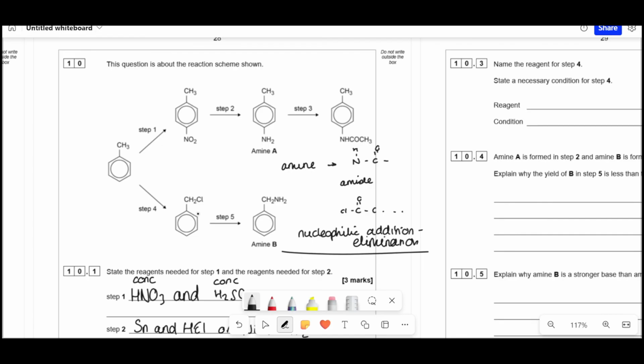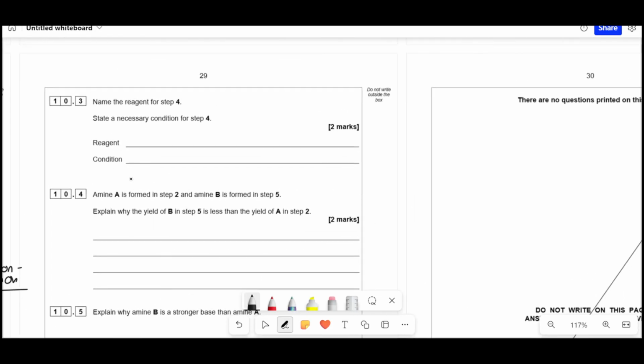So alkenes to haloalkanes, you should recognize free radical substitution. The reagent you're going to need is something to provide the chlorines, so it's going to be Cl2. And as well as that, the condition for this to happen is you're going to need UV light.